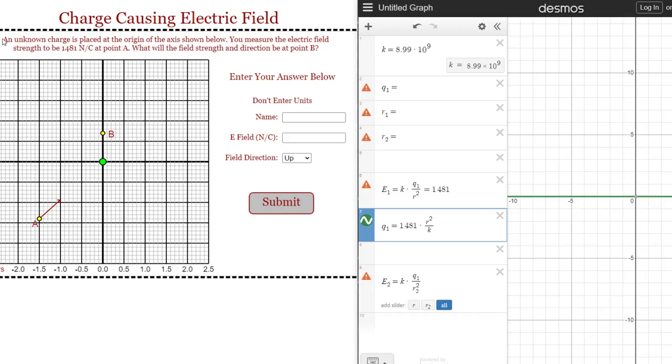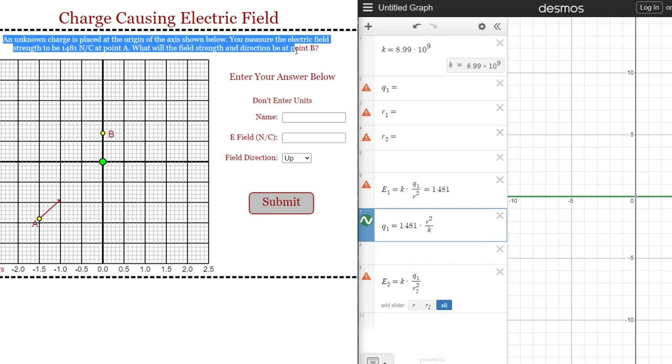Okay, so in this problem, we have an unknown charge placed at the origin of the axis shown below. You measure the electric field strength to be 1,481 newtons per coulomb at point A. What will the field strength and direction be at point B?